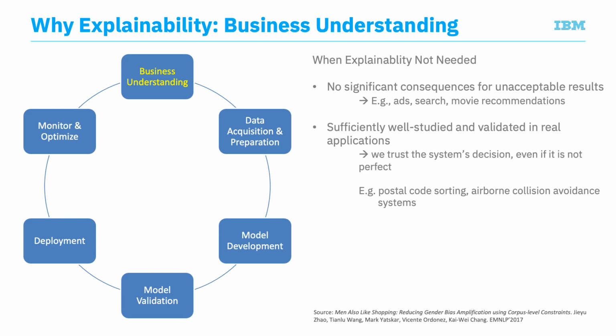Such cases are fairly common in our daily life. Think about movie recommendation, advertisement, and search. You don't really expect the underlying AI model to provide a detailed explanation of its results. Since the impact of unacceptable results may not be desired from a business point of view, the consequence in general is relatively minor to individual users. The second category of cases are those that have been sufficiently well studied and validated in real applications. Think about postcode sorting systems and airborne collision avoidance systems. For such systems, we in general trust the system's decision, even if it is not perfect.